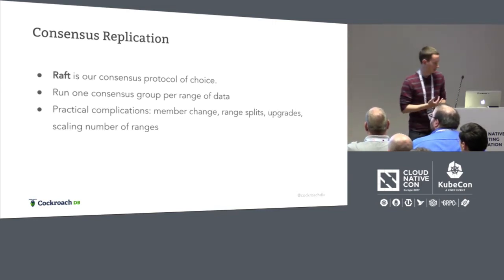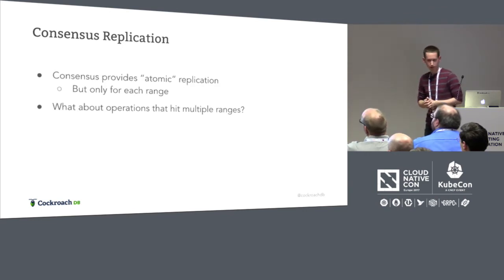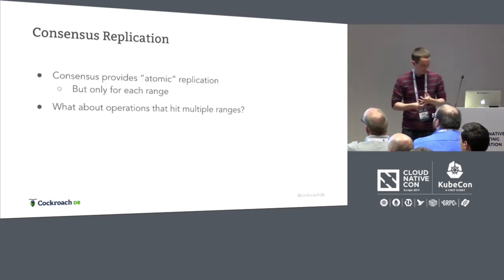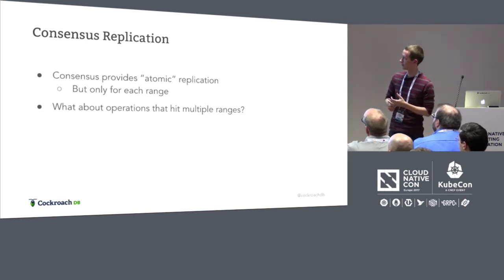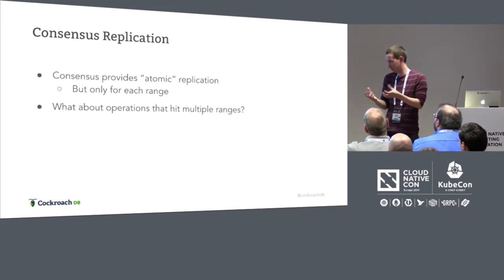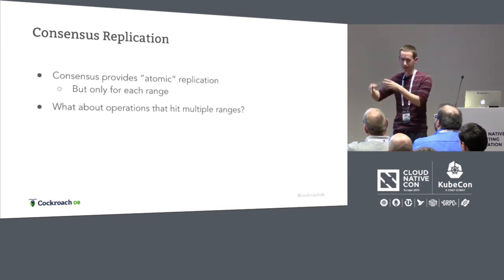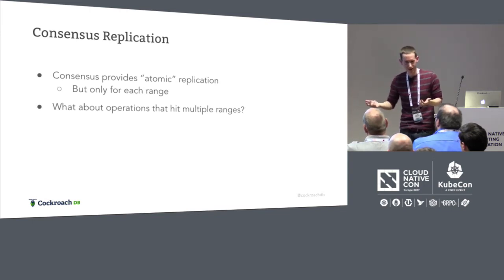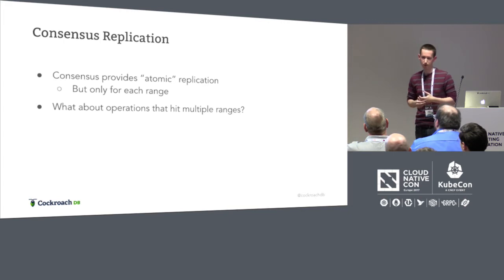So this is a great foundation for the system. The issue is that since we're doing a different consensus group for each range of data, we only get atomic committing for each range. You can't, without building something on top, atomically commit something that touches data in multiple ranges. So if you're writing the keys A, D, and Z, they're probably not all in the same range. We need to do something on top to make those separate commits, those separate transactions, actually be atomic.